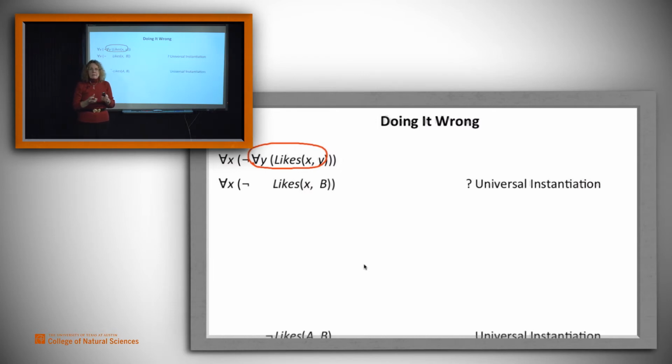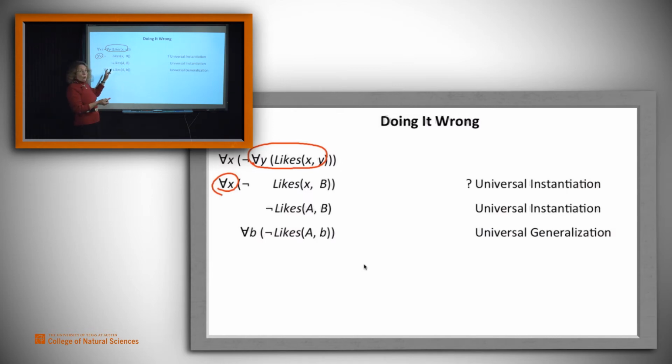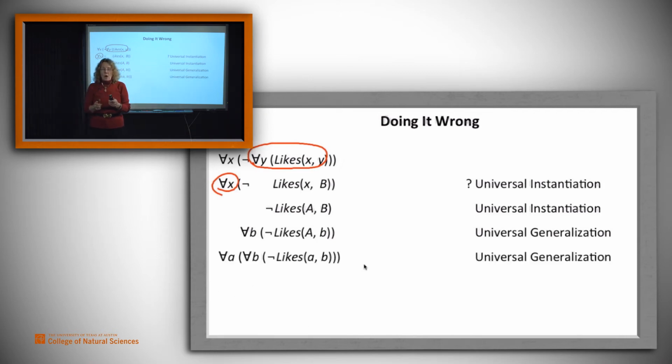Okay, now let's do the next step. Let's use real universal instantiation now, and we can get rid of this guy. And we have not likes a, b. And a, again, is an arbitrary value. So now it's allowed, using the generalization rules, to put back quantifiers. Let's do it correctly. Universal generalization says, well, if it's true of an arbitrary value b, then it's true for all values b. So we get that. And let's do it again. If it's true for an arbitrary value a, then it's true for all values a there.